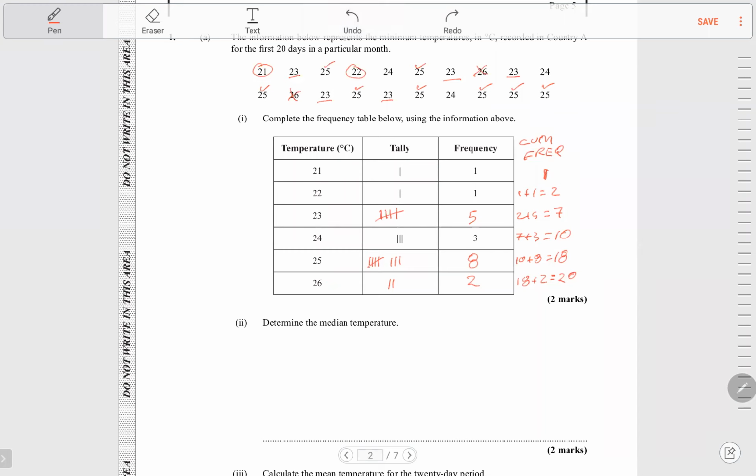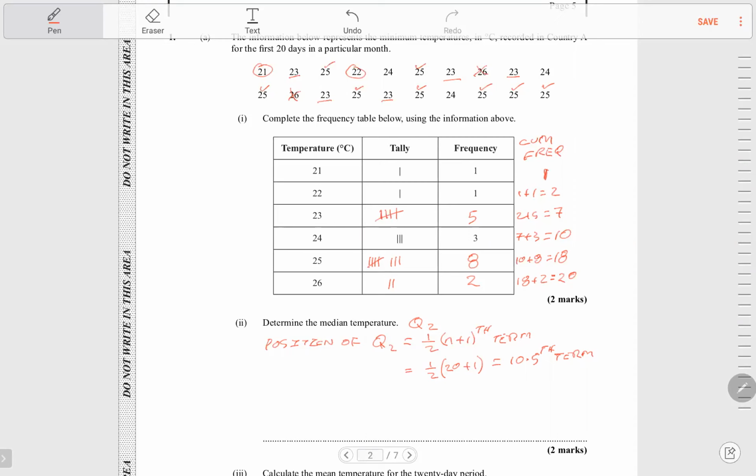Now when the data is ungrouped like this, the median is Q2, remember. The position of the median, which is Q2, is half of the n plus 1 term. That's not the median, it's the position of it. That's half of 20 plus 1, which is half of 21, which is the 10.5 term. So if it's the 10.5 term, it means that it's a term between the 10th and the 11th term.